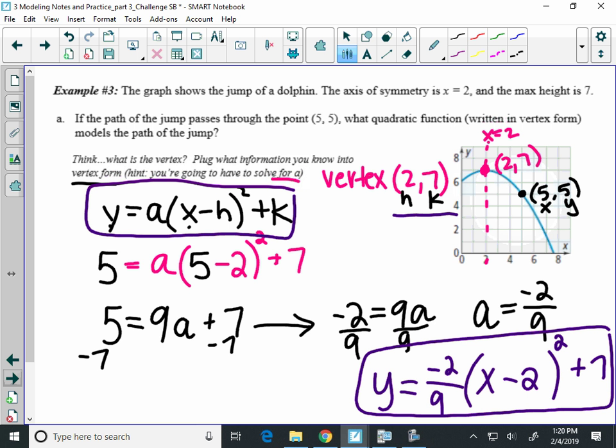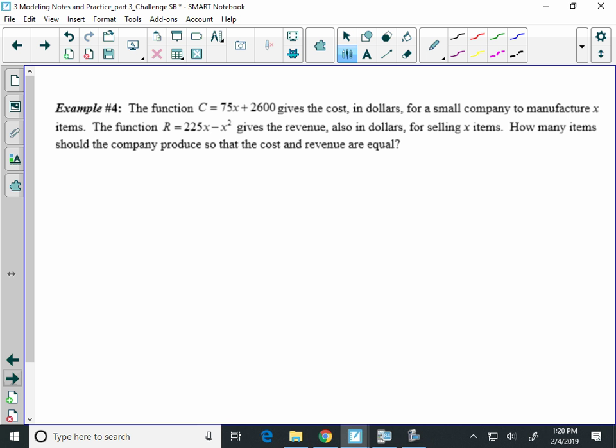Alright, now, part B is very similar, but I actually want to skip that one. We can move on to example 4. Two more examples to do here, okay? We're close. Now this one switches it up. So we've done factored form, we've done vertex form. Now let's talk about writing models when we're given parts of the equation.